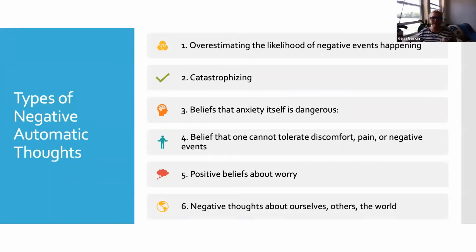So for example, overestimating the likelihood of negative events happening. This is one of the common tendencies that we have, in that we tend to predict that dangerous things will happen in the future. And we often imagine that something may happen even when we know that it's not likely to happen. So in the case of Bill, the guy with the public speaking, he may predict everybody's going to think I'm stupid if I make a mistake during my presentation. That would be an example of overestimating the likelihood of negative events happening.